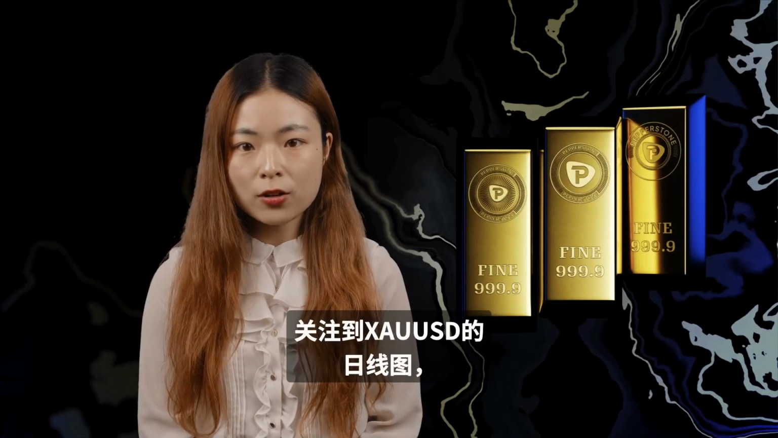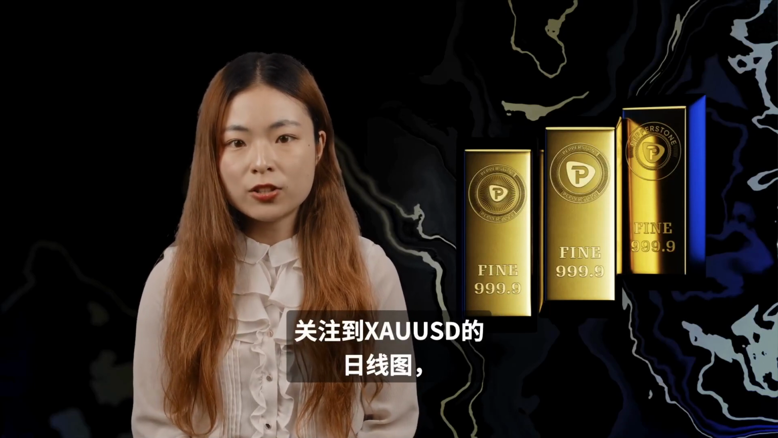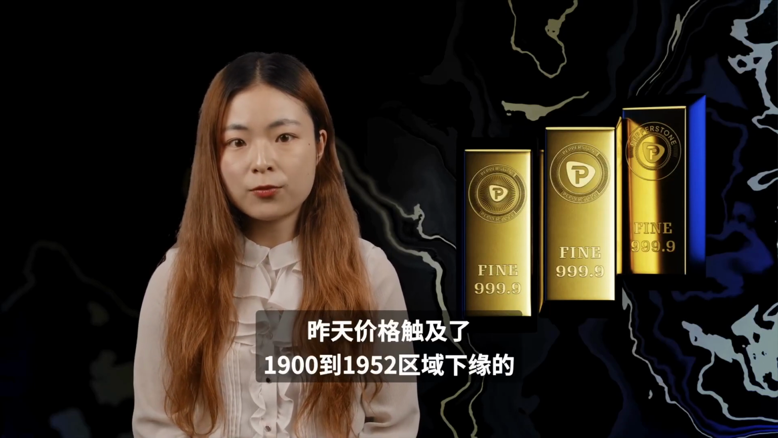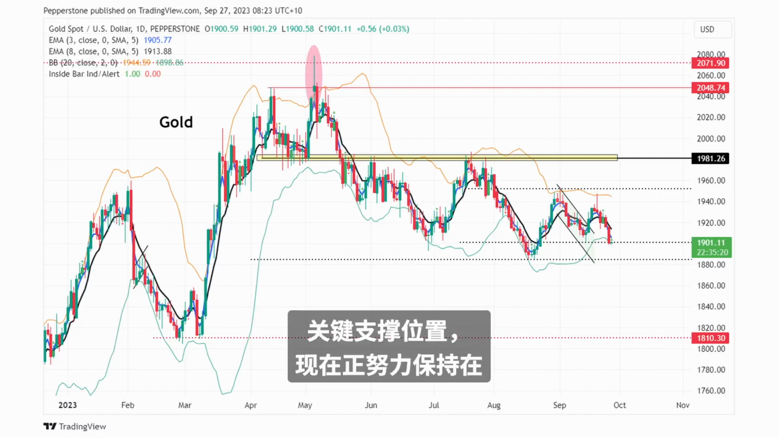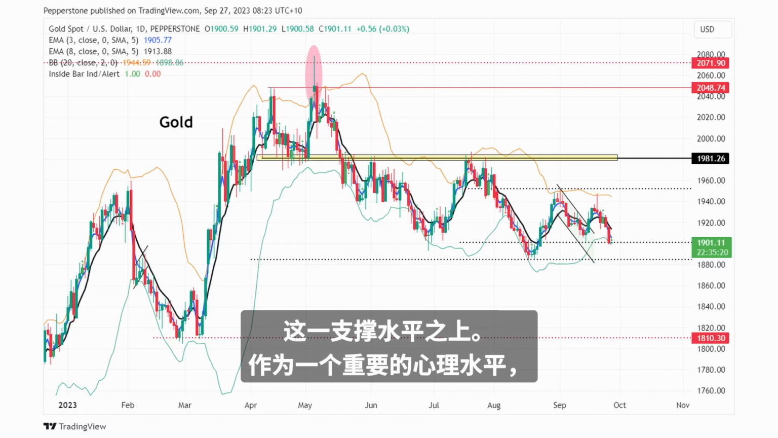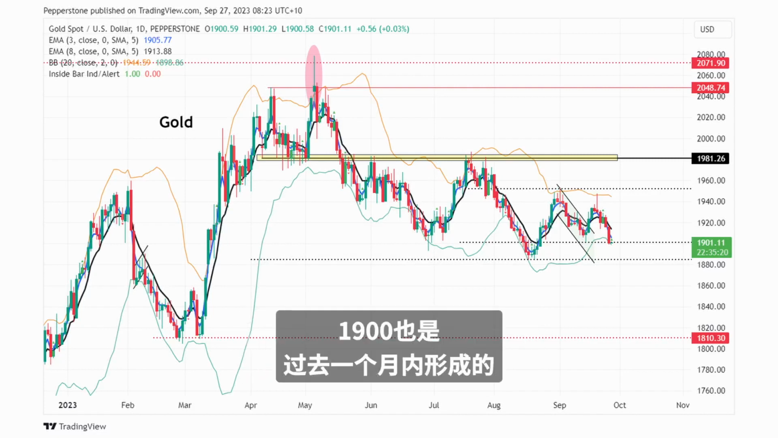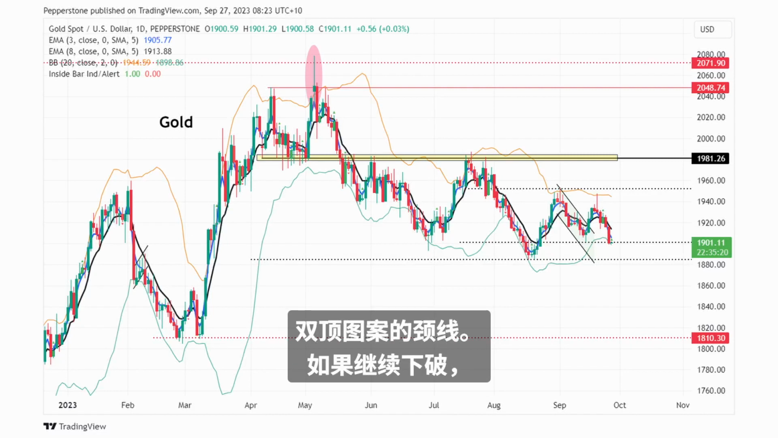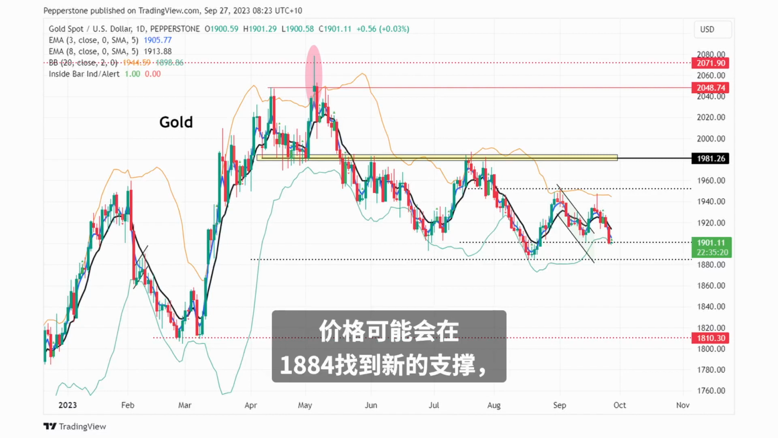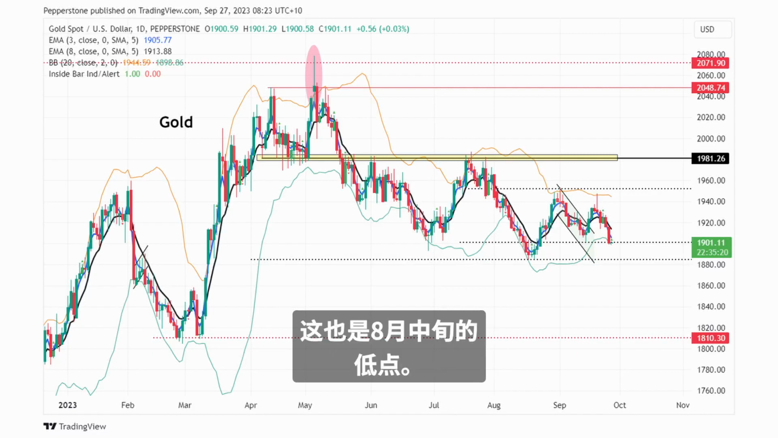Moving to the daily chart of gold against US dollar, it touched the key lower limit yesterday of the range from 1900 to 1952 and is now struggling to stay above this support. As an important psychological level, 1900 is also the neckline of the recent double top pattern over the past months. If it breaks lower, it might find new support at 1884, the local low of mid-August.